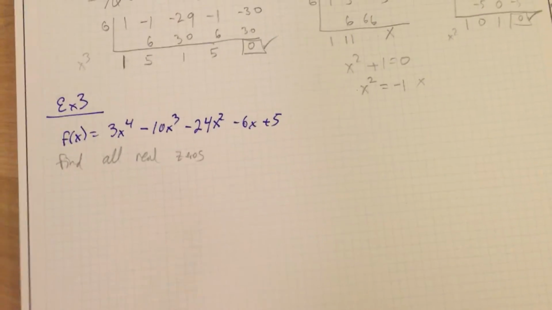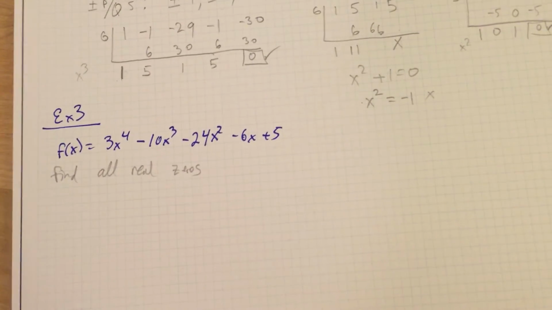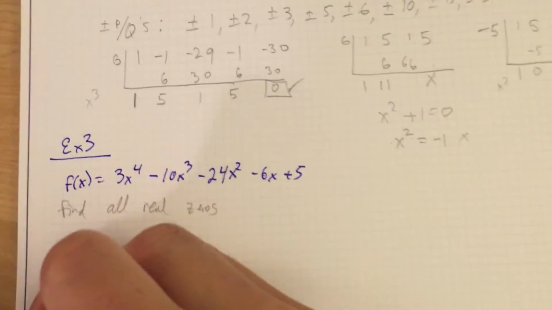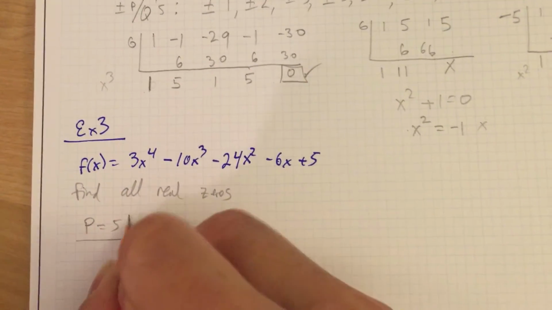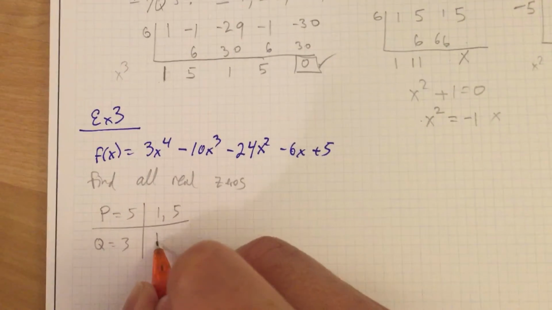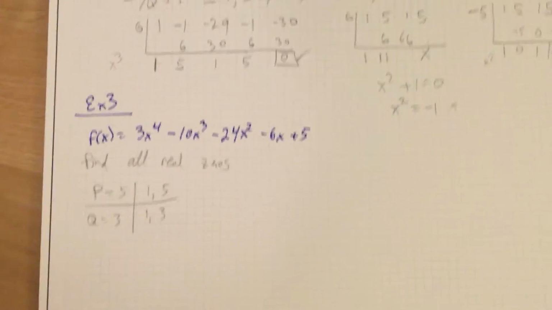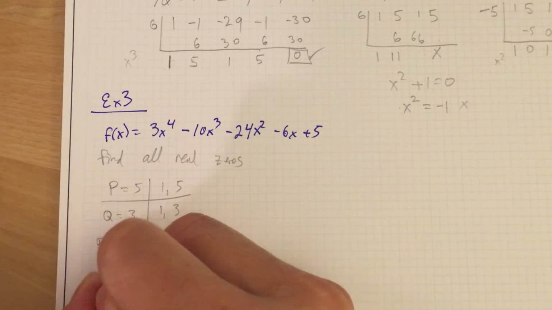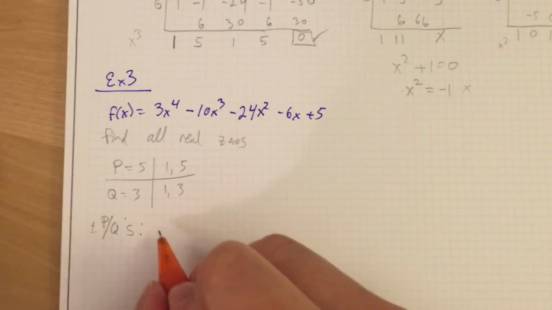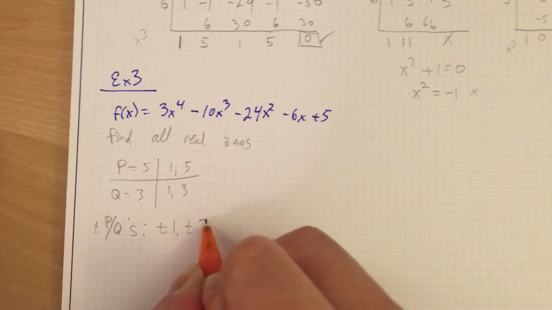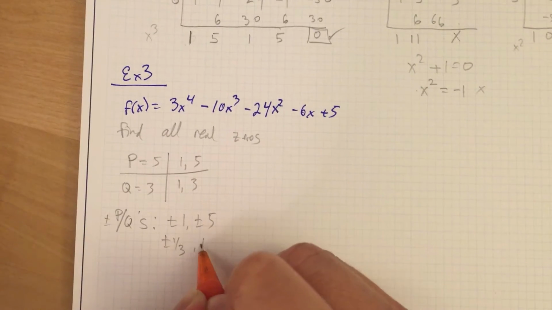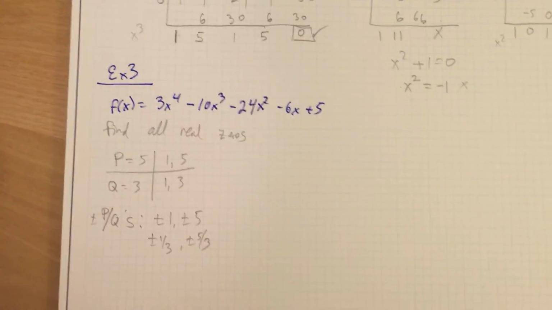Okay. So if you have unpaused this video, you are trying to look for your P's and Q's. So your P was 5, and all the factors of 5 are just 1 and 5. Your Q was 3, and all your factors are 1 and 3. So that means all of your possible rational roots, or zeros, will be plus or minus 1, plus or minus 5, plus or minus a third, plus or minus 5/3.